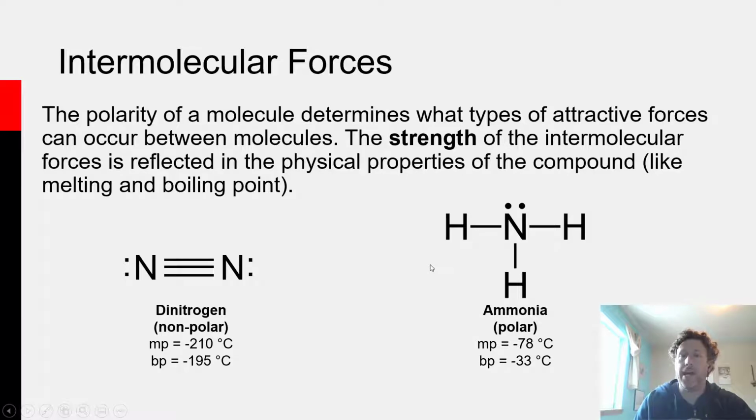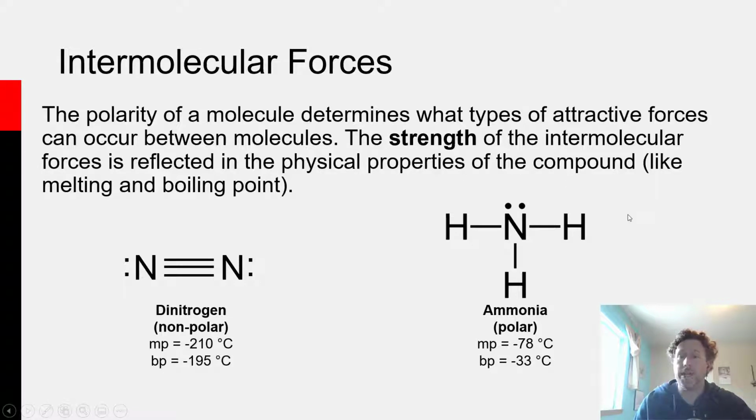Their molecular weights are not that dissimilar. They're not identical, but they're not that dissimilar. Dinitrogen is strictly a gas at room temperature. Being a nonpolar molecule, its intermolecular forces are very weak, and its melting point is around negative 210 degrees Celsius, and its boiling point is only a little bit higher than that at negative 195 degrees Celsius.